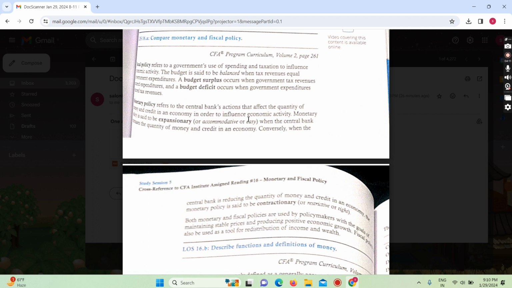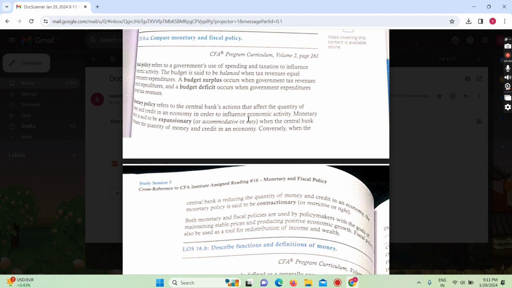Now moving further, monetary policy. So we know what fiscal policy is: when the government spends, the use of spending, and also collects in the form of taxation to influence economic activity. What is monetary policy? It refers to the central bank actions that affect the quantity of money and credit in an economy. What all people know is that the central bank regulates the money supply in the economy.